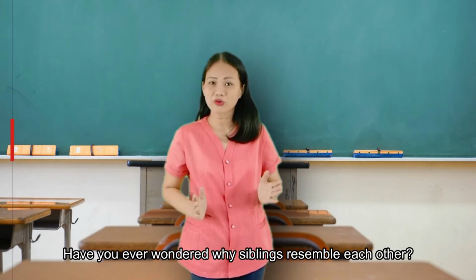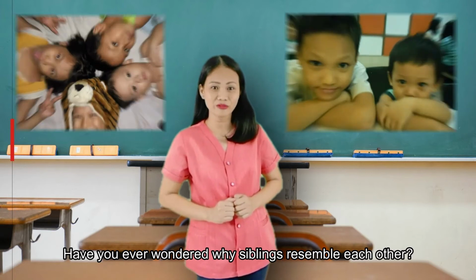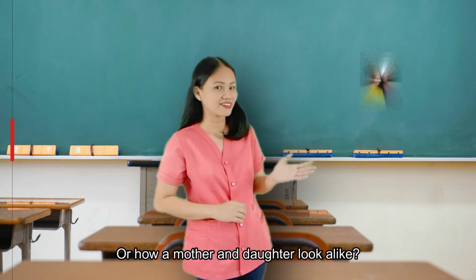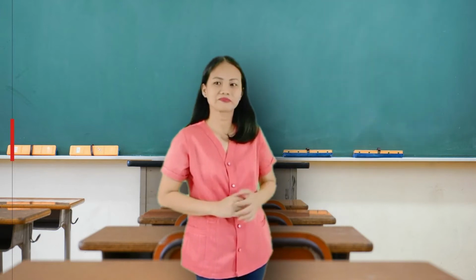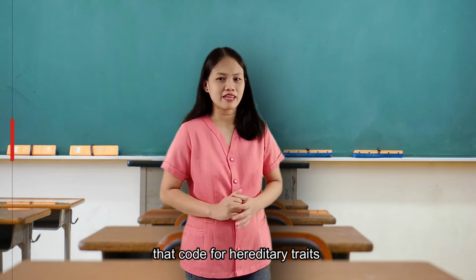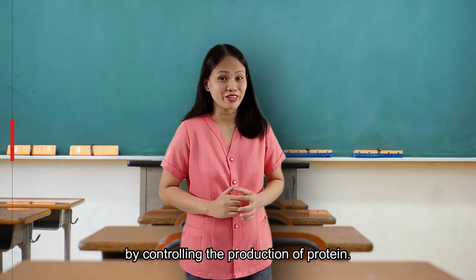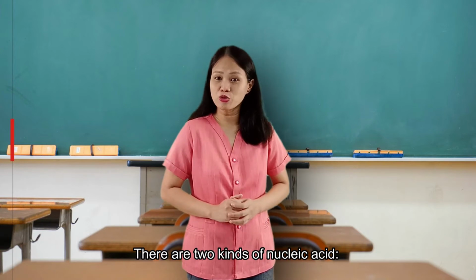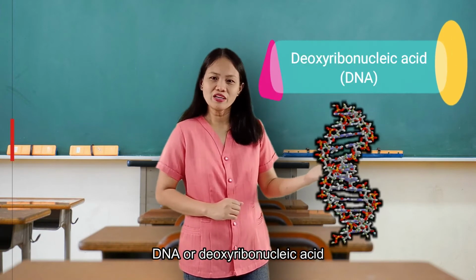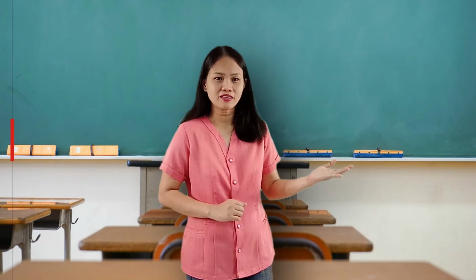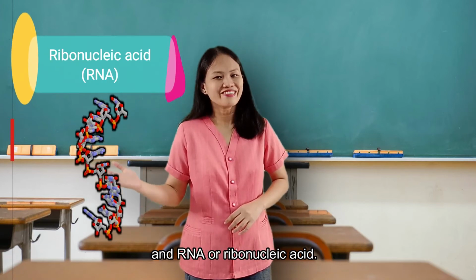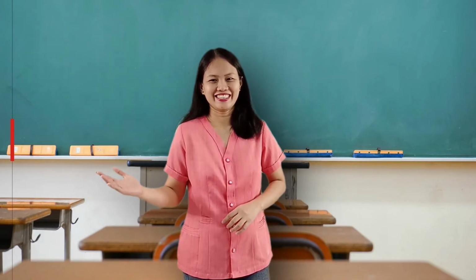Have you ever wondered why siblings resemble each other? Or how a mother and a daughter look alike? Nucleic acids are molecules that code for hereditary traits by controlling the production of protein. There are two kinds of nucleic acid: DNA, or deoxyribonucleic acid, and RNA, or ribonucleic acid.